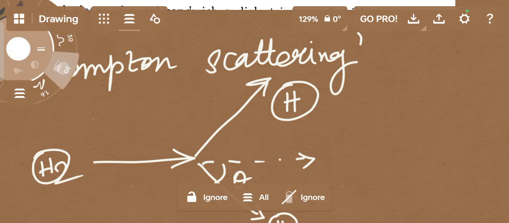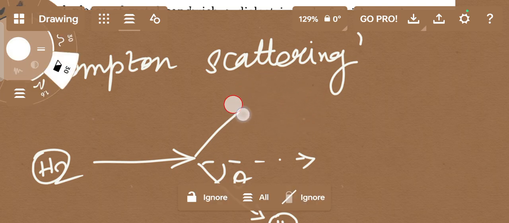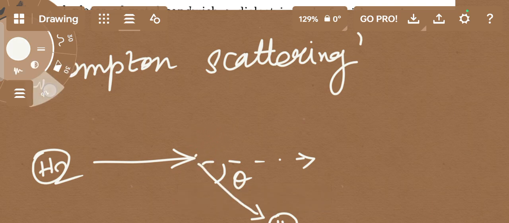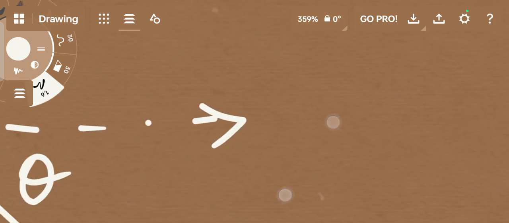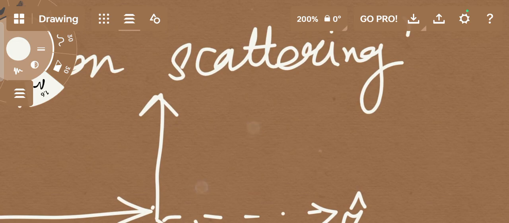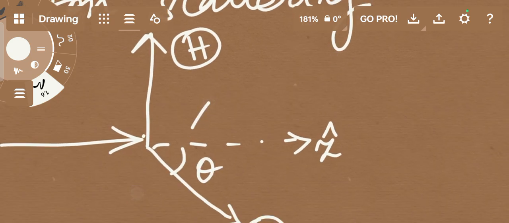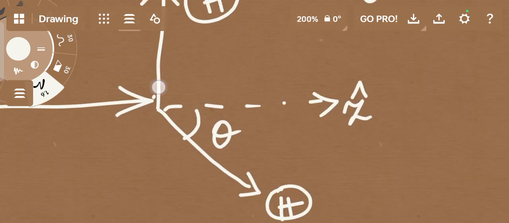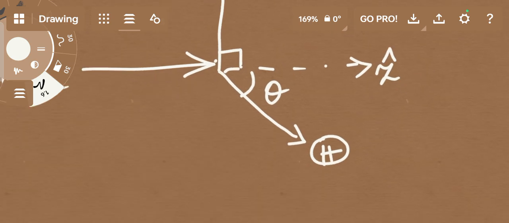Sorry for this. Reading the question is very important here. I have to do it step by step. So let this be 90 degrees, and this is another H atom. The advantage of having a 90-degree angle here is that when you break it into components, the sine and cos will be easily resolved in the problem.